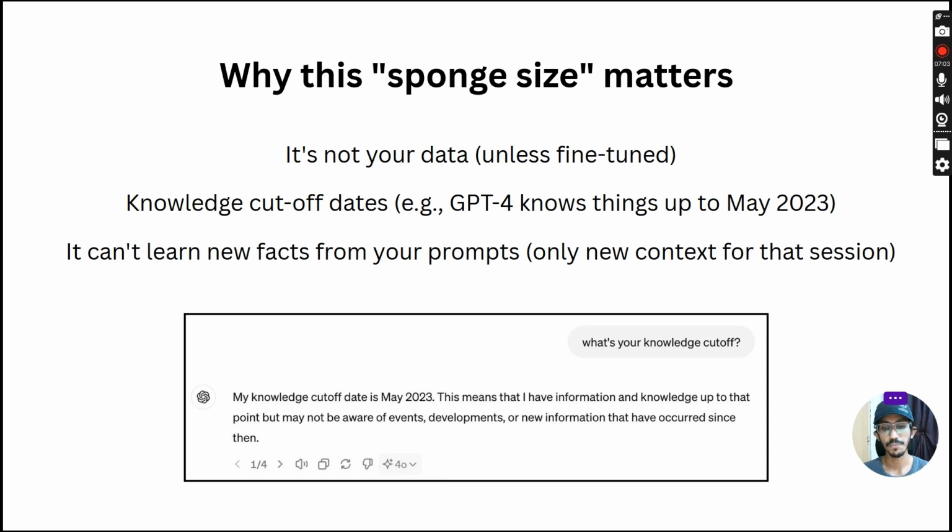A key thing is this knowledge sponge has a cutoff date. For example, a model trained up to, let's say, May 2023 won't know about major world events after that, unless it's been updated or uses a tool to browse the web. And importantly, the AI doesn't learn new permanent facts from your prompts. It just uses your prompt as context for that specific conversation that you are having.